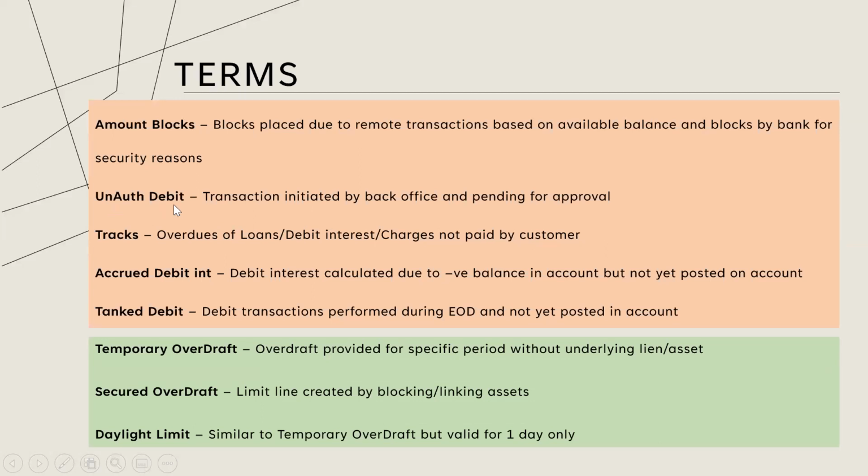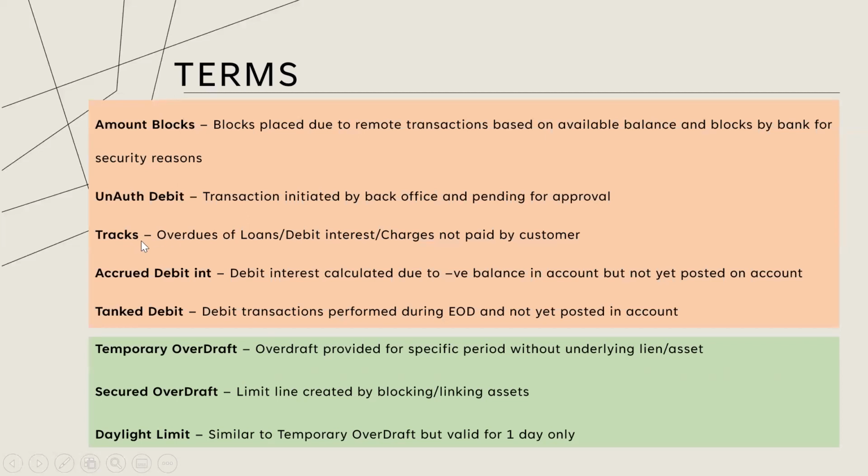The second one is unauthorized debit. When you go to the counter and give an instruction to do some transaction for some other customer, there is a maker checker process involved in the back office. In case the maker has initiated it, it has just reduced the available balance but is pending for approval. At that time, that transaction will not appear immediately in the statement, but it could have reduced the available balance.